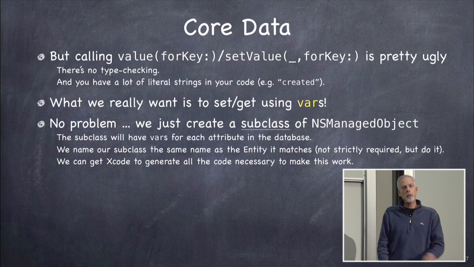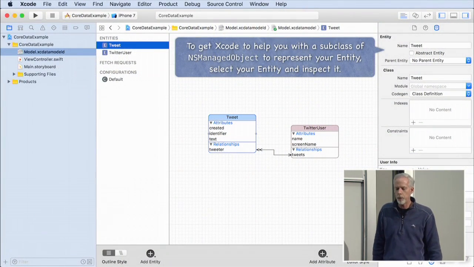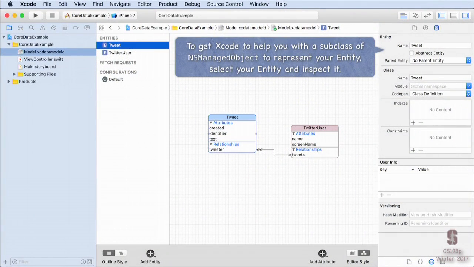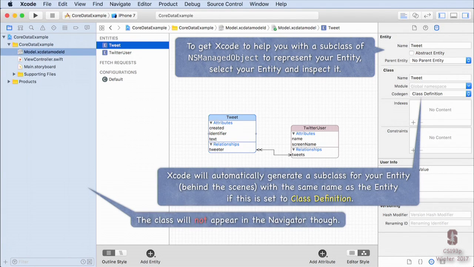And Xcode will generate all that code for you behind the scenes. You don't have to do any work to make that happen. It's quite simple. So let's look and see how we do that. You do that by inspecting the entity. So here I've chosen tweet, not any of its attributes, but tweet itself. And I want to make it so it generates this magic code. And how do I do that? Well, if you go down in the inspector a little ways, you see it says code gen. That's for generating this magic code.